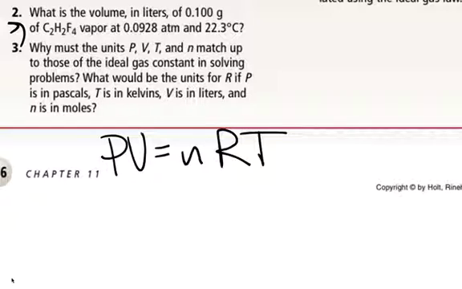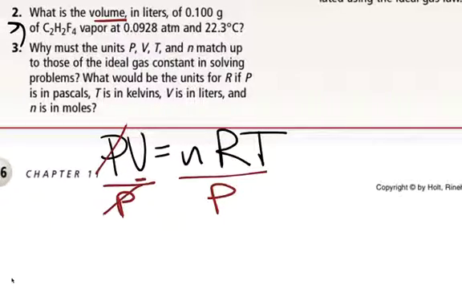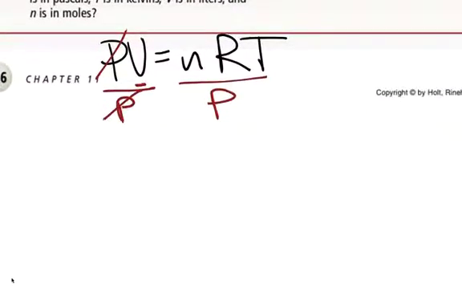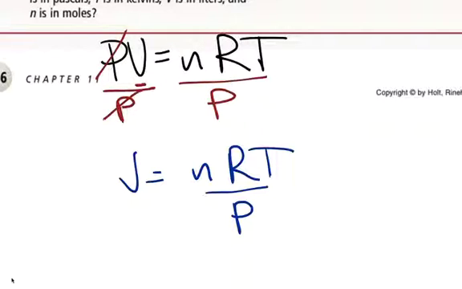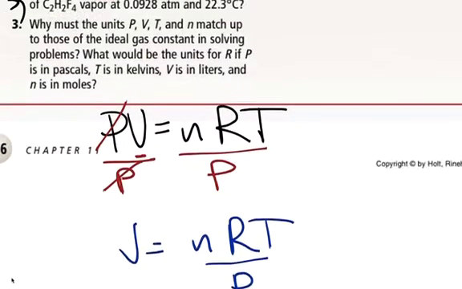What are we solving for? It says what is the volume? So let me rearrange this equation for volume. I'll just solve by P. I'll divide over there by P. So now my rewritten equation is volume is equal to nRT over P. Very good. Now maybe I can throw some numbers in.